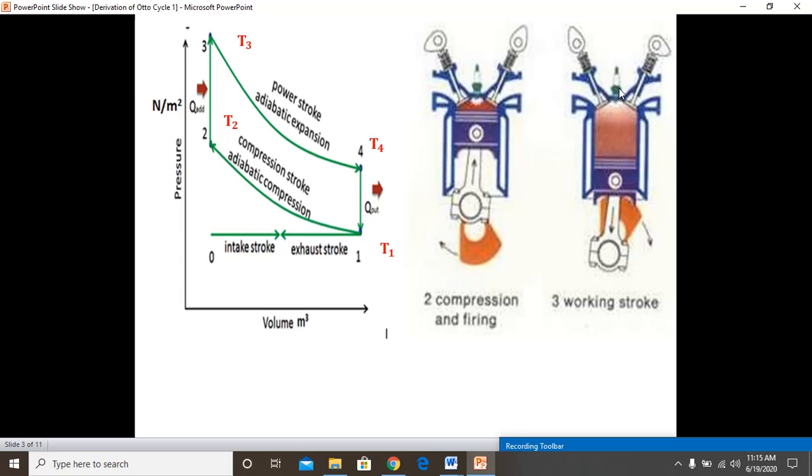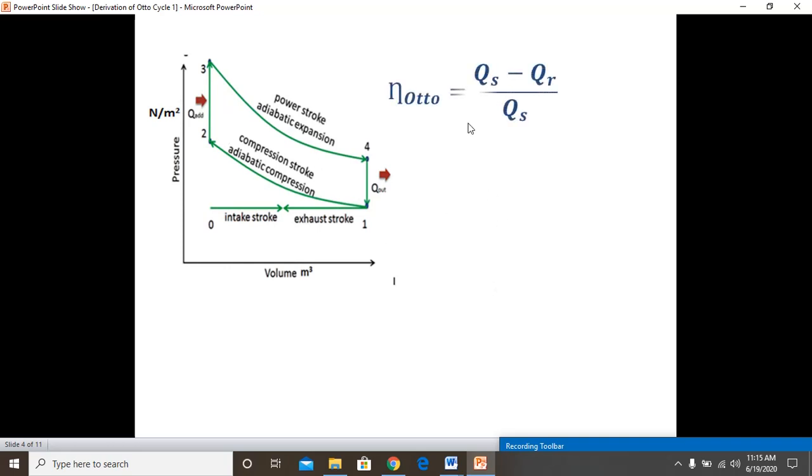When it moves from top dead center to bottom dead center, it takes the path from 3 to 4, which is called the adiabatic expansion process. Then heat is rejected from the system. What is the system here? The system is the thermodynamic fluid inside the engine cylinder. Therefore, the heat is rejected from the thermodynamic fluid and goes out. Then your PV diagram will be like this, and heat rejection divided by heat supply will be like this.